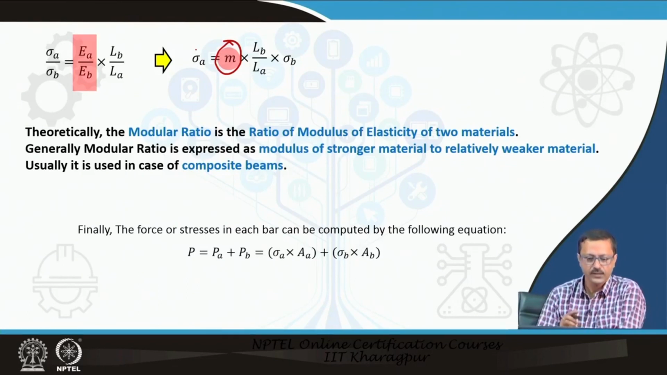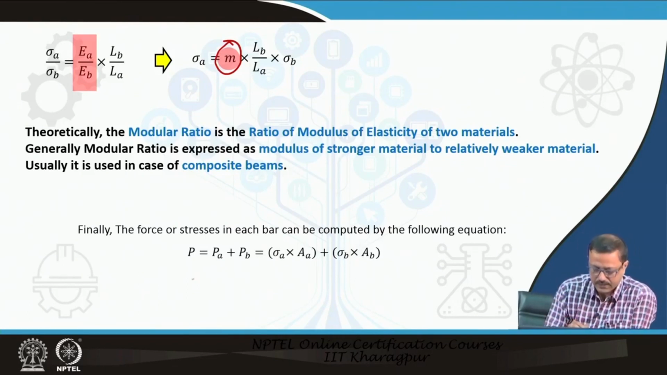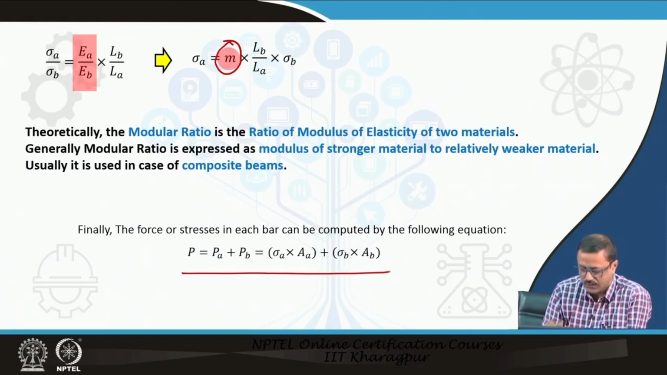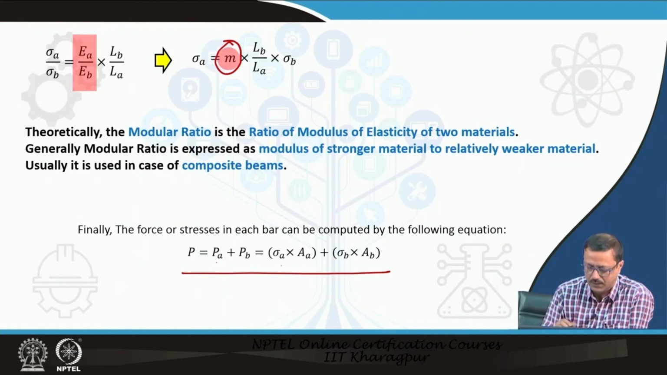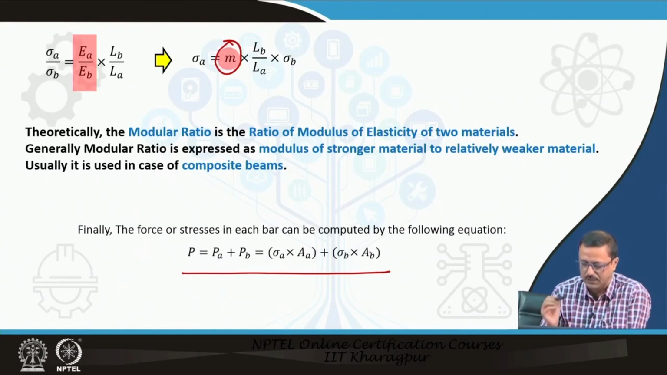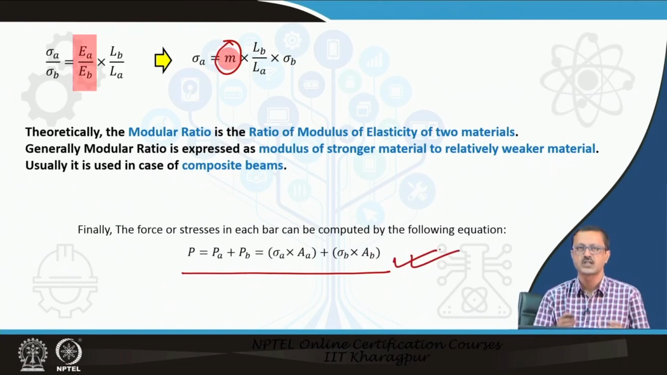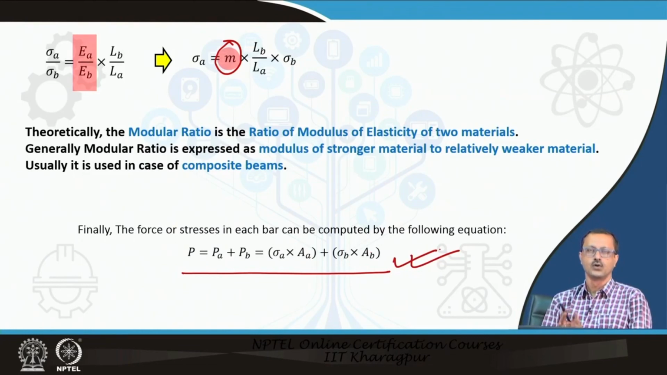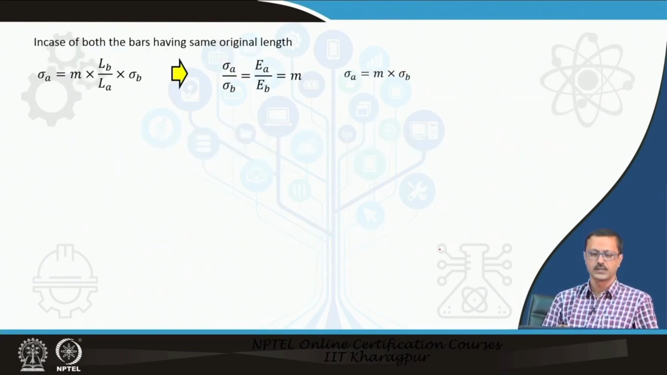And now, if I know these two stresses, I can easily find out what is the shear. So, this will be the equation, because the total load P equals P_A plus P_B, and P_A is sigma_A times the area of A, and P_B is sigma_B times the area of B. This is the final governing equation to find out the share of load of these two particular materials.